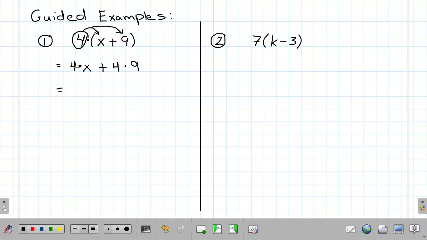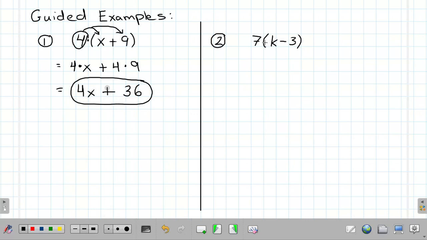So when we do a little simplification here, 4 times x, we can just write that as 4x. 4 times 9, if you need to double check yourself on a calculator, I don't mind. 4 times 9, though, if you know your times tables, is 36. And that's actually the final answer. That's as far as we can go. Because from last section, we know, well, this is a variable term, this is a constant term. We can't add variable terms and constant terms, okay? So it just has to stay 4x plus 36.